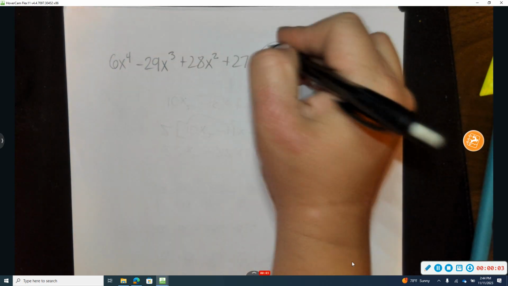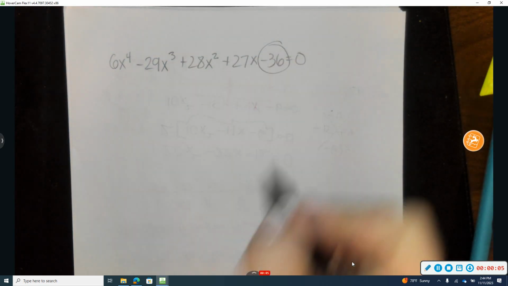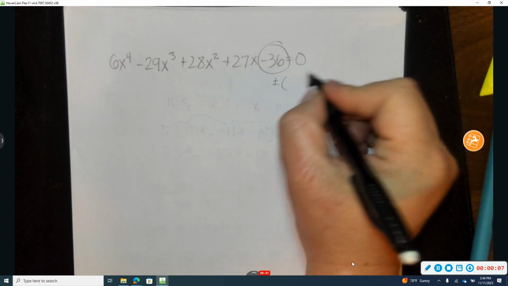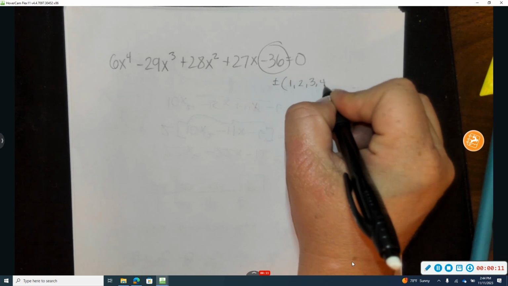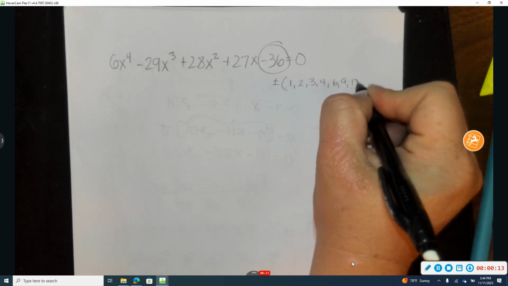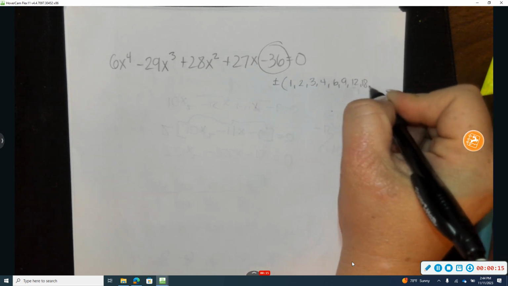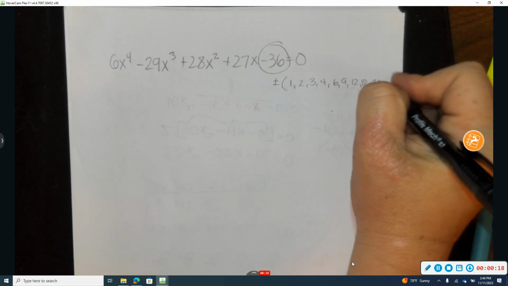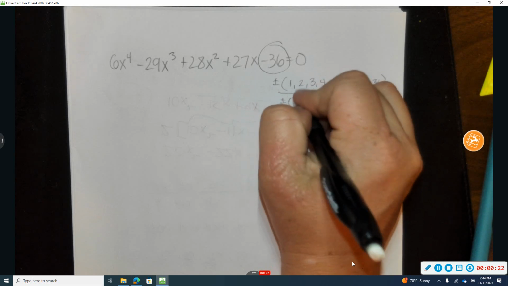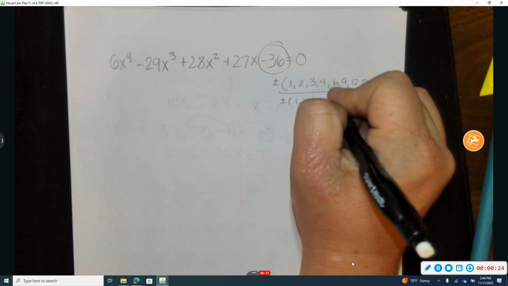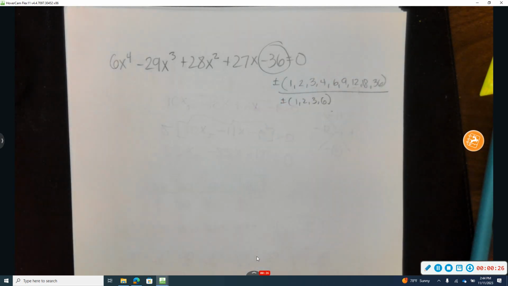Okay, so let's come up with a possible rational root. Let's go with what are factors of 36? 1, 2, 3, 4, 6, 9, 12, 18, and 36. Hopefully I didn't miss anything. Now the factors of 6 will be 1, 2, 3, and 6.